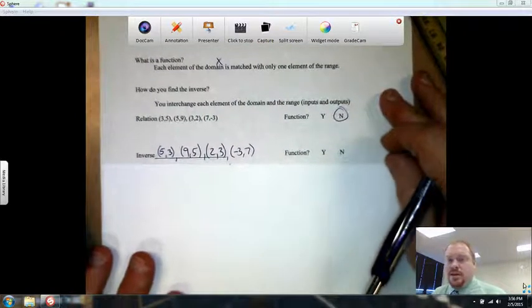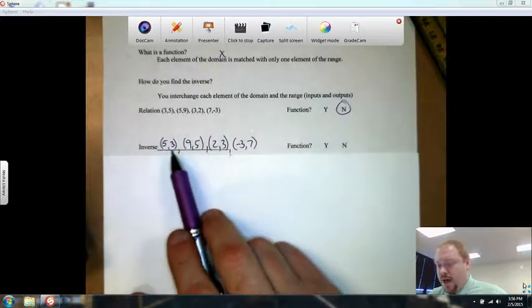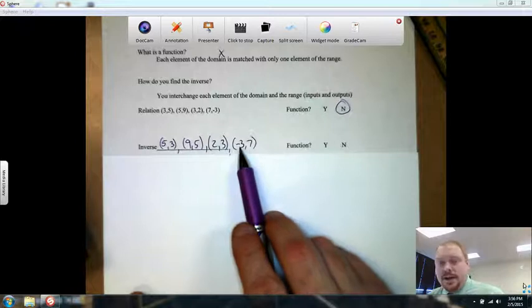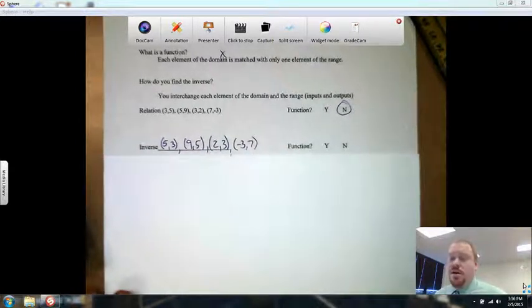Now, I have to ask myself, is this a function? Well, 5, 9, 2, -3. None of the x's are repeated. Therefore, this must be a function.